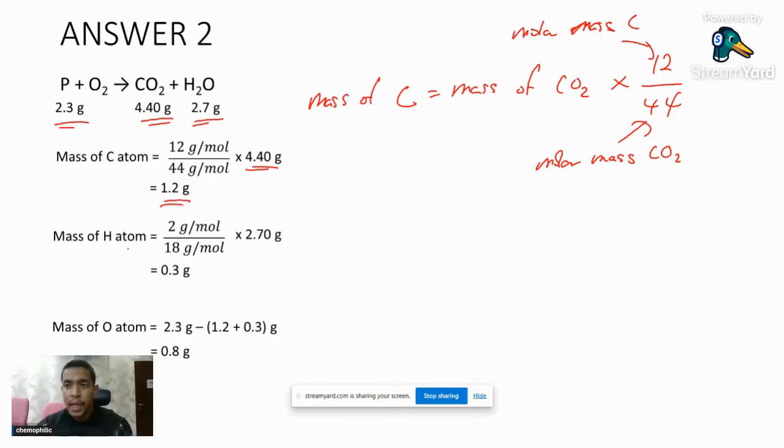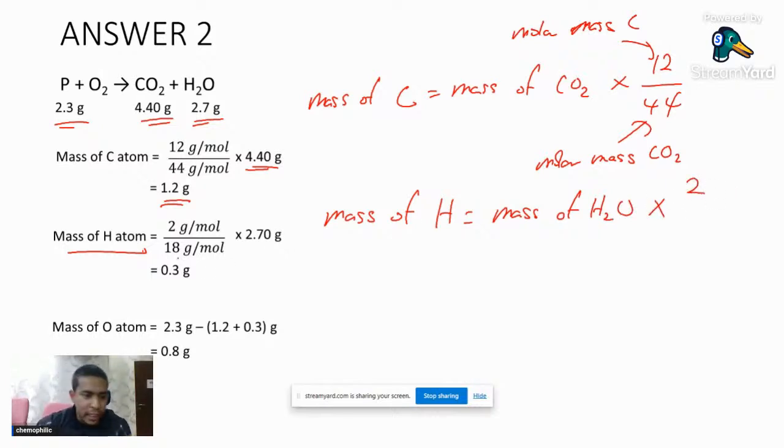Okay, and then we repeat the same thing to calculate the mass of hydrogen atom. Okay, a common mistake for students when you calculate the mass of hydrogen atom is you need to use the mass of water, but you need to times it by 2. Why do we need to times 2? Because you can see in water, we have H2 here. Because we know the mass of H is 1. So there are 2, that's why 2 here. 2 times 1, divided by molar mass of water, which is 18. So that's why 2.7 times 2 divided by 18, you get 0.3 gram.